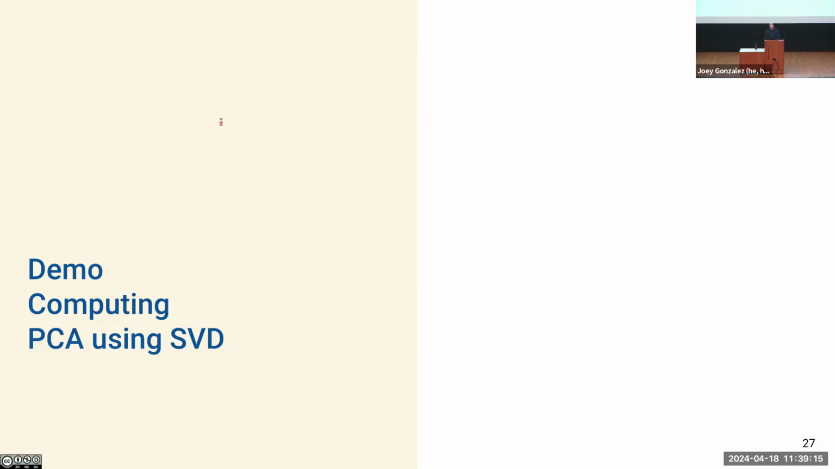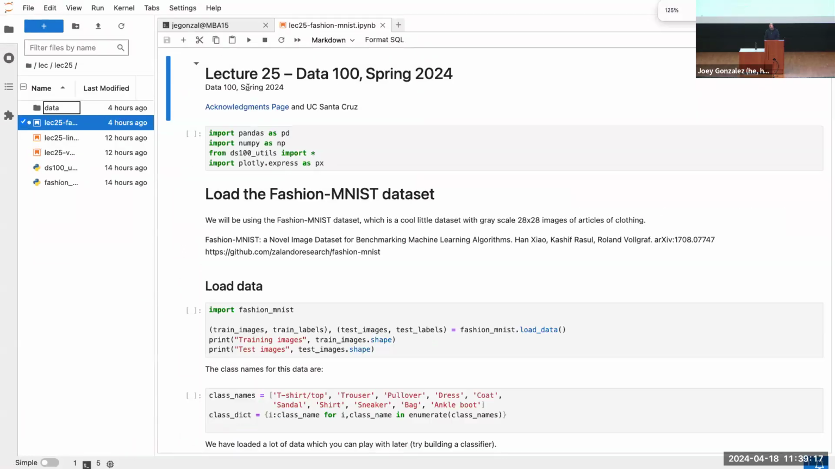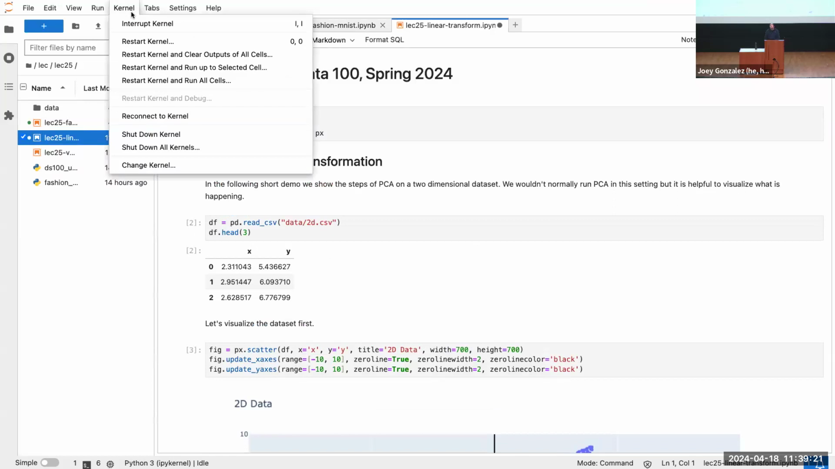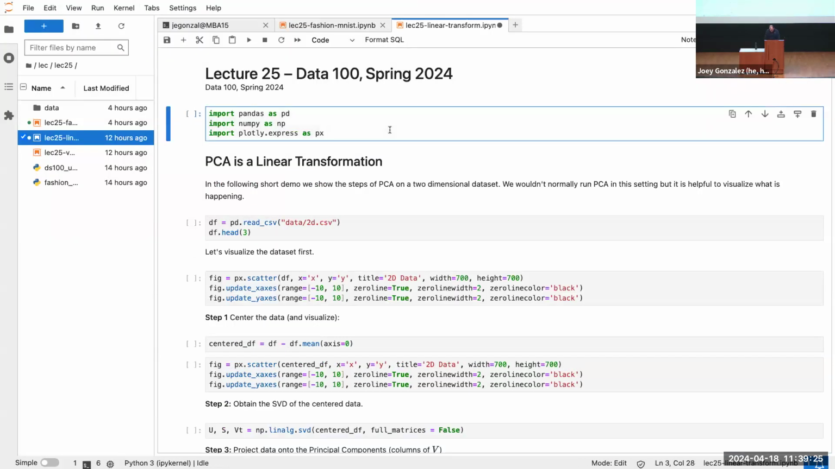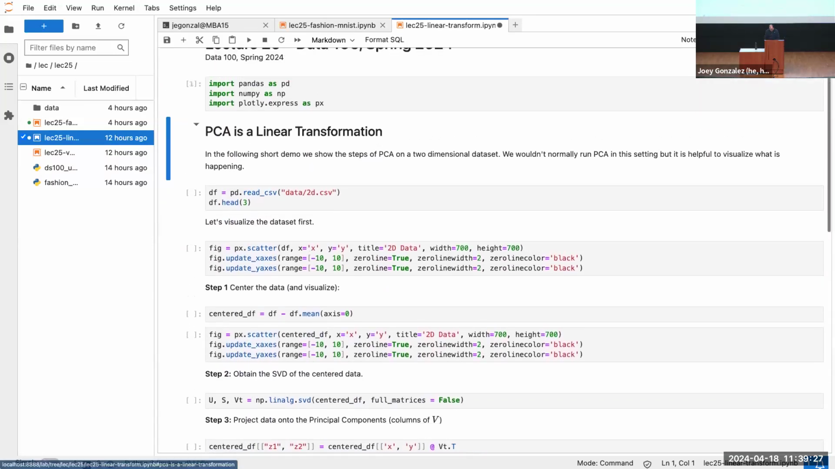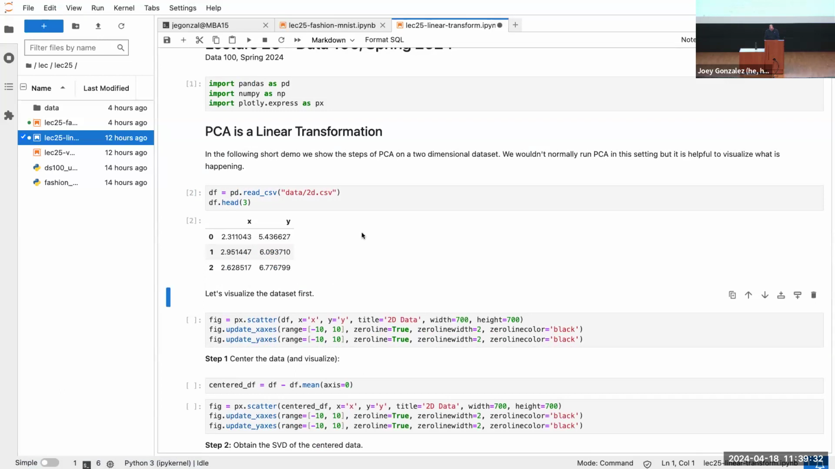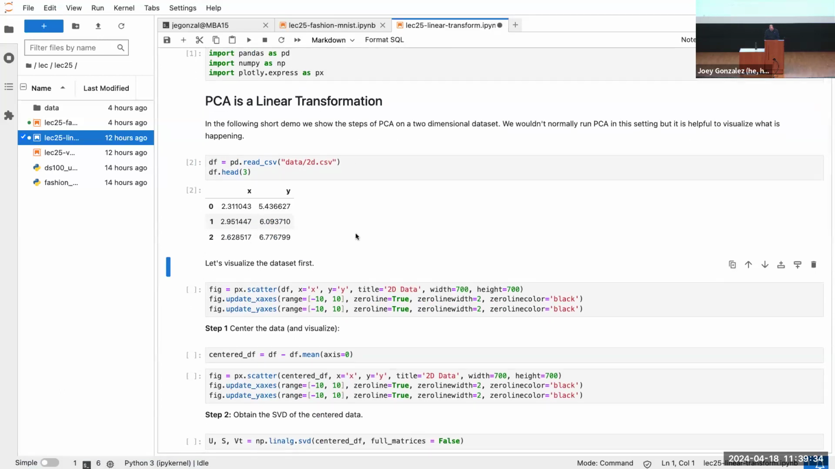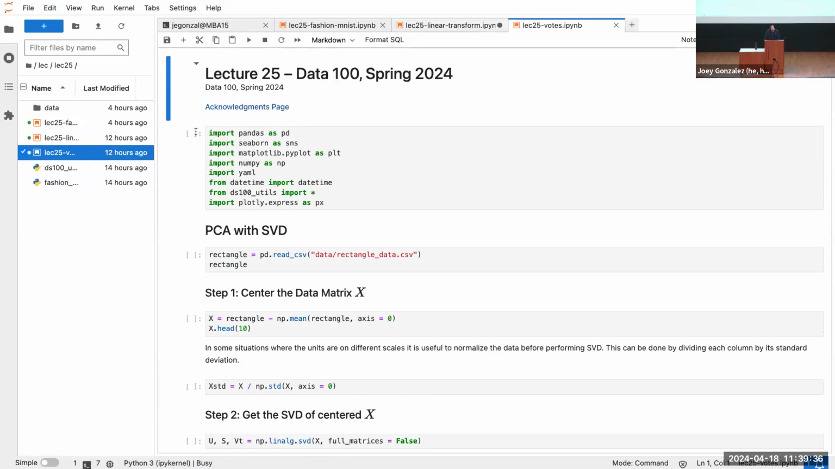Let's do some code. We're not going to start with fashion. Okay, here we go. So I have a notebook, which I'm going to pull in my rectangle data. No, I don't want this one. I want this one. Here we go. Notebook, and pull in my rectangle data.